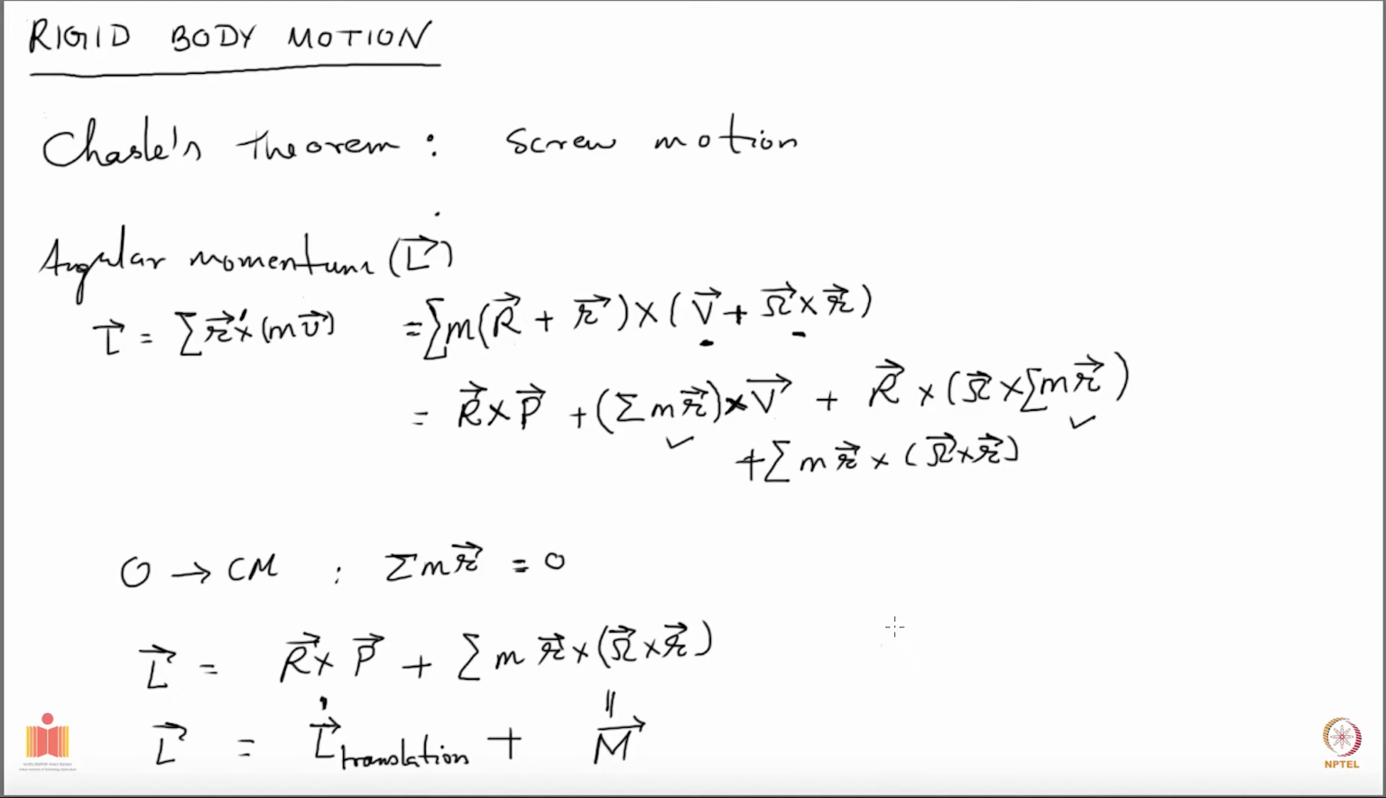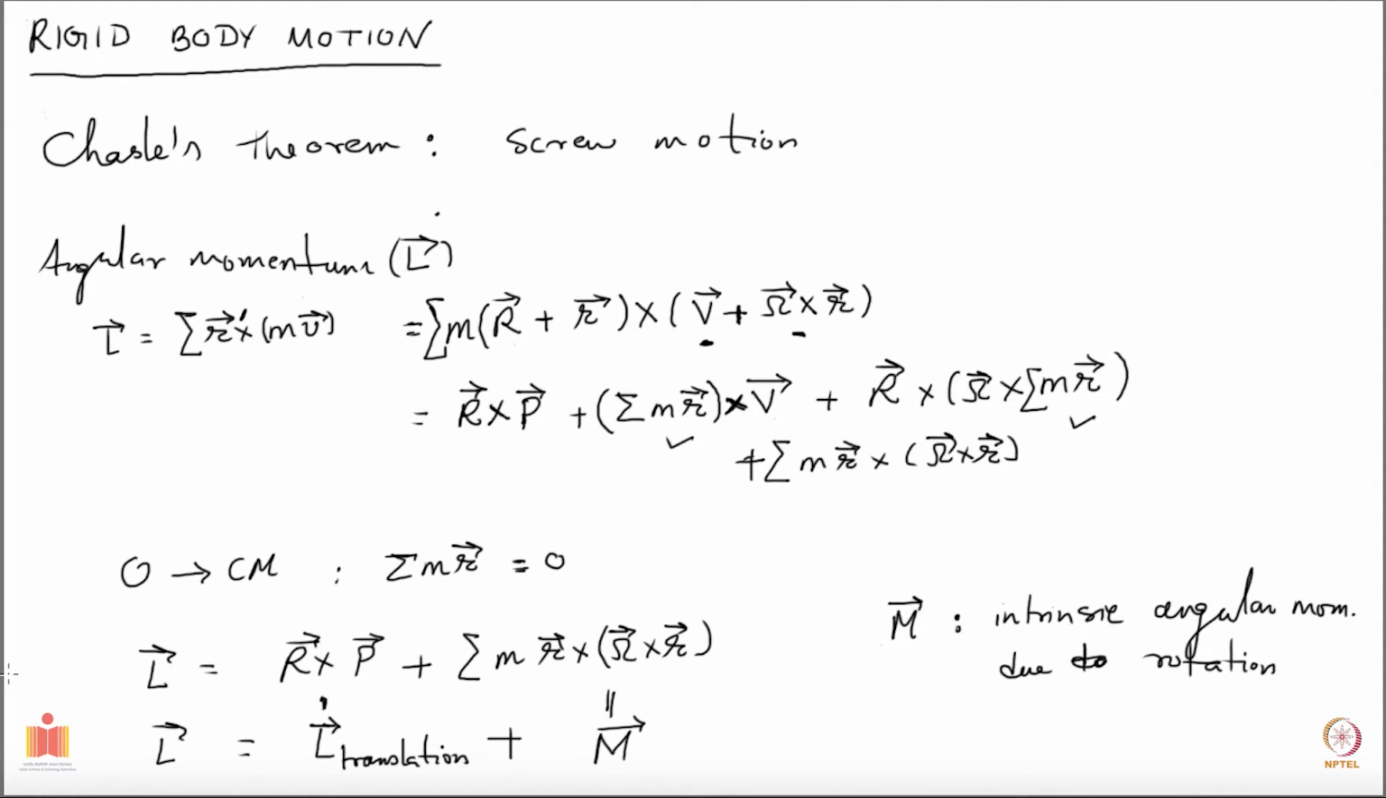Okay, so let me write it again. M is intrinsic angular momentum. Okay, and this is purely due to rotation. No translation is involved in this. The translation part is here. Okay, that's good. Now let's remember what it is.